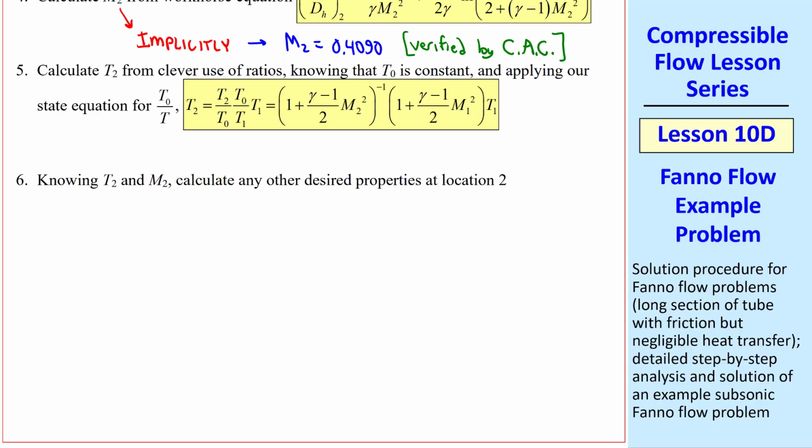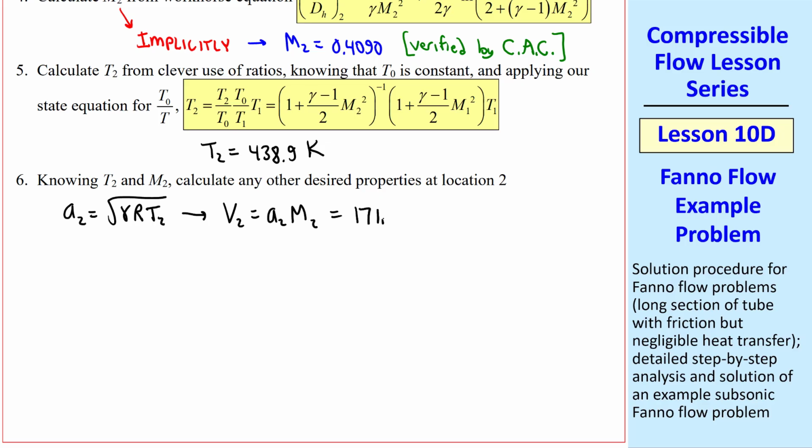Step 5 is to calculate T2, and I had written this out before, the clever use of ratios. I get T2 equal 438.9 K. And then step 6 is to calculate any other desired properties. First I calculate A2, speed of sound at state 2, from which I can get V2, the speed, at state 2, the pipe exit. I get 171.8 meters per second.